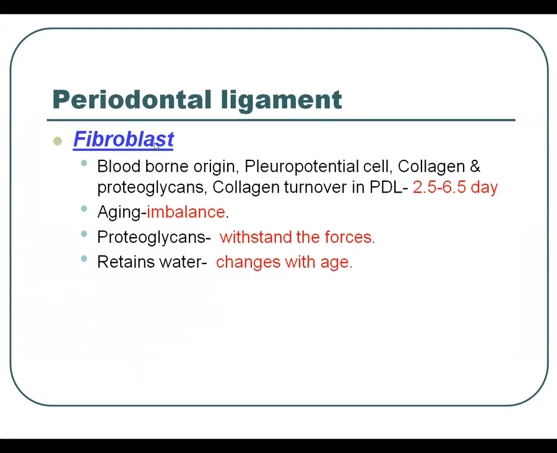As you know, the periodontal ligament is comprised of fibroblasts, which are of blood-borne origin and originate from pluripotential cells. These collagen fibers and pluripotential cells are present in the periodontal ligament space. As the patient's age advances, especially in the old age group, the turnover rate of these collagen fibers will change. Usually the turnover rate is 2.5 to 6.5 days, but as age advances, the turnover rate, that is the reorganization of these cells, will take more time.